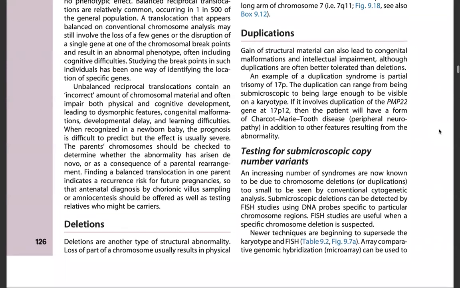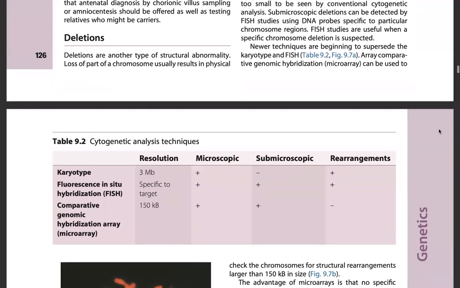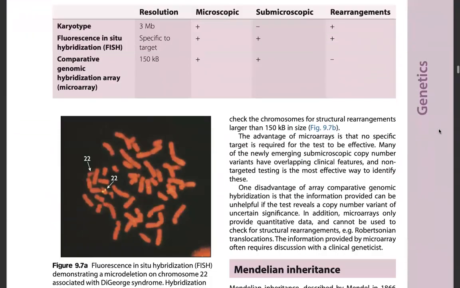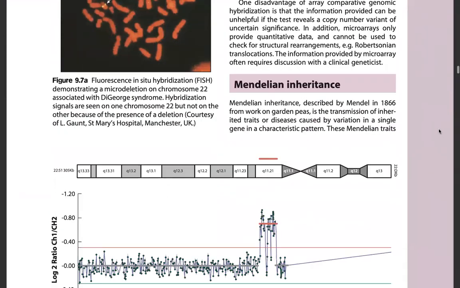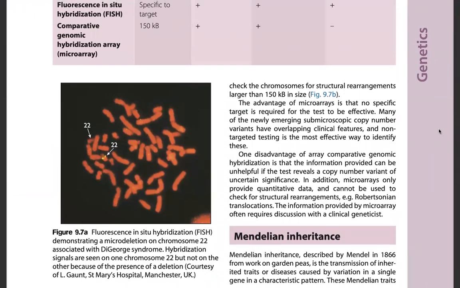Array comparative genomic hybridization, or microarray, can be used to check the chromosome for structural rearrangements larger than 150 kb in size, as shown in the figure. We will discuss the figure later. The advantage of microarrays is that no specific target is required for the test to be effective. Many of the newly emerging submicroscopic copy number variants have overlapping clinical features, and non-targeted testing is the most effective way to identify these.